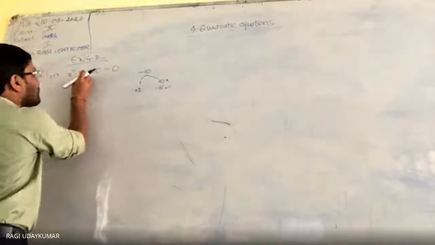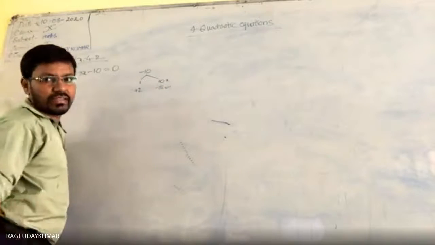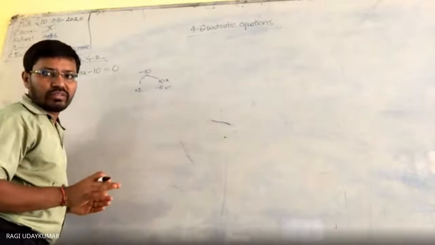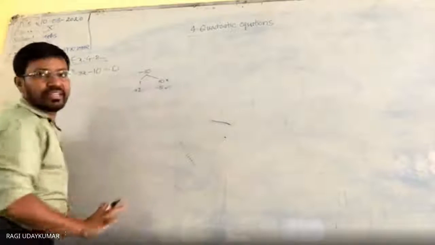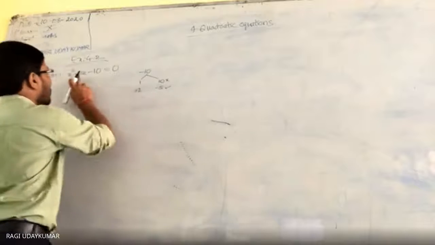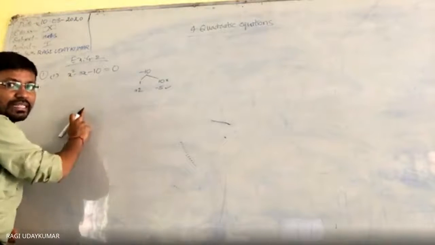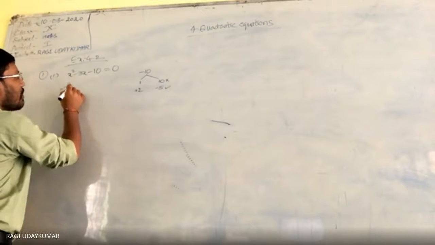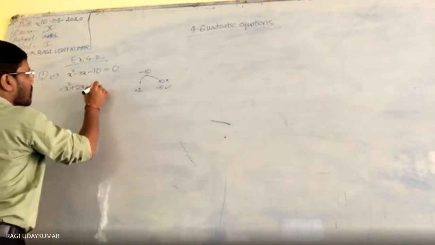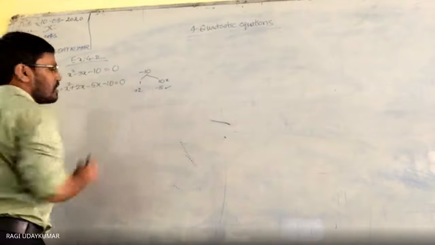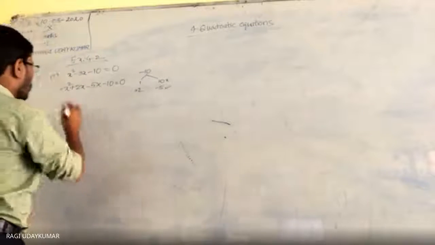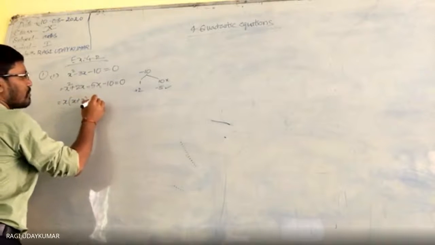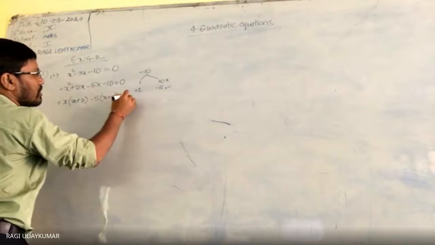Now you have to split this 3x as 2x minus 5x. The product is minus 10, and if you simplify these two, you get this coefficient. So what you get here is x squared plus 2x minus 5x minus 10 is equal to 0. Now take x common: x times x plus 2, minus 5 times x plus 2, is equal to 0.